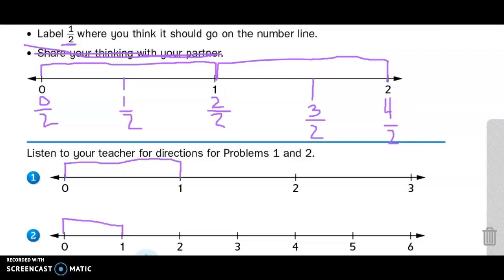Awesome. What do you notice about the lengths of wholes on this number line compared to our math message? What do you think? Well, look at this. This was how long one whole was up here, but in number 1, our whole is shorter, and in number 2, our whole is even shorter. Why do you think this is?